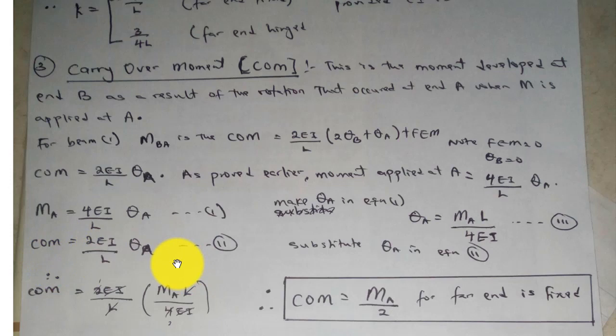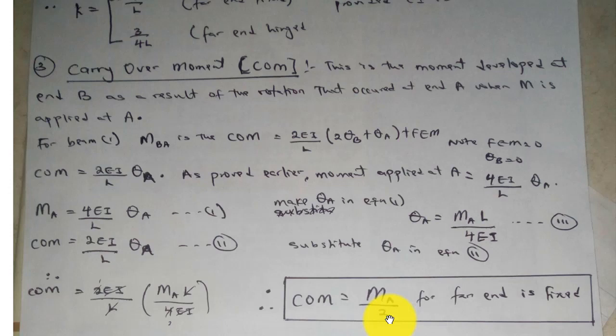So when you substitute this theta A inside this, you have carryover moment is equal to 2EI over L, open bracket, this theta A, you will not write it as theta A again, just write it as MAL over 4EI. Then this L will cancel out this L, 2EI, 2EI. Then at the end of the day, you have carryover moment is equal to what? MA over 2. You understand?